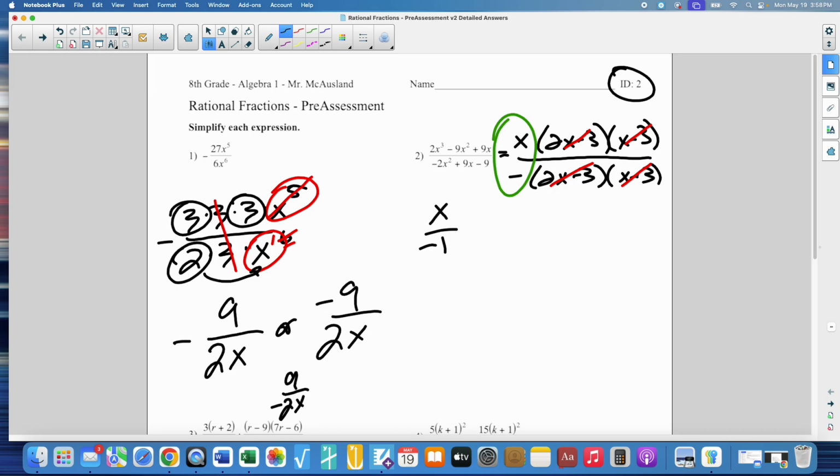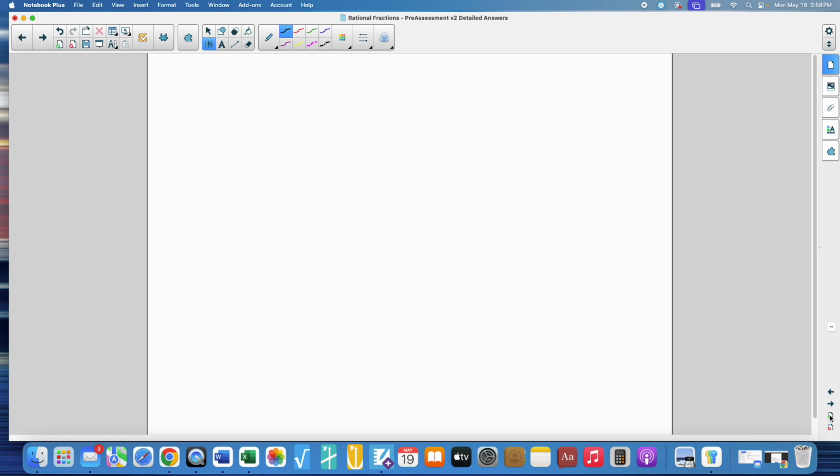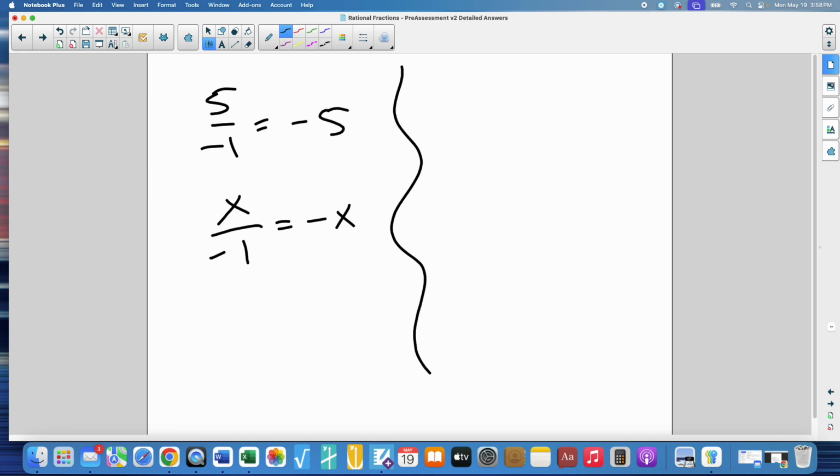Now I can't leave this as my answer. I am going to have to push this negative up to make it negative x. Much like we would never leave 5 over negative 1. 5 over negative 1 always needs to be simplified to negative 5. So if we have x over negative 1, we know that that needs to be simplified to negative x. The only thing we have to be careful of is if you have a binomial over negative 1. And most teachers don't want you to leave that as the answer.